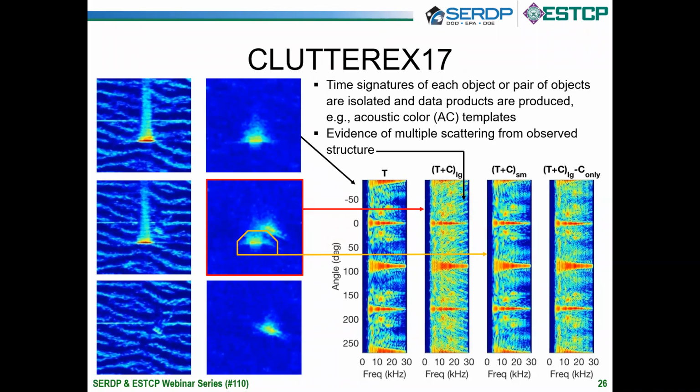What we then tried to do is, with the little yellow box, a pentagon, that we have placed in the windows, spatially filter out the contribution of the clutter, and that gives us the third column of acoustic color plots, where we're trying to separate targets and just recover the target of interest. If we visually compare the first and the third acoustic color plots, you see that we have been able to recover quite a bit of the target-by-itself response.